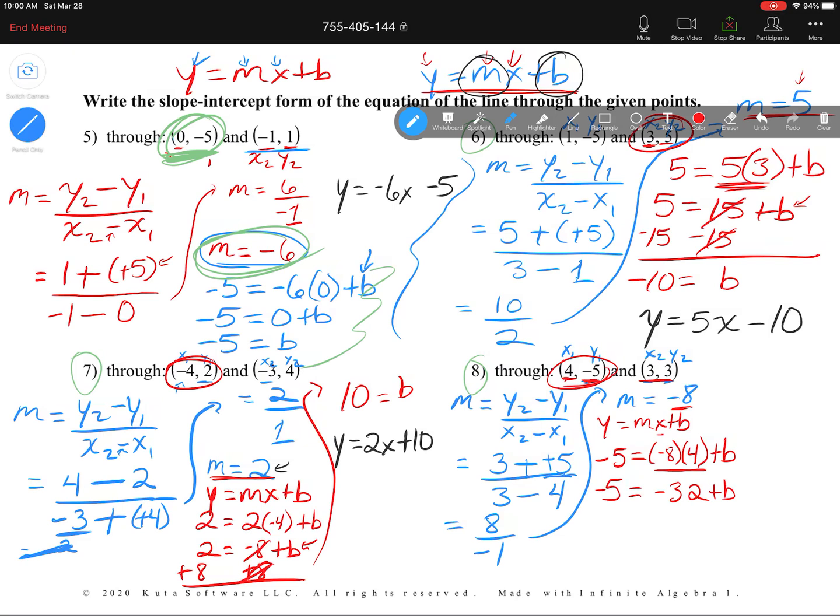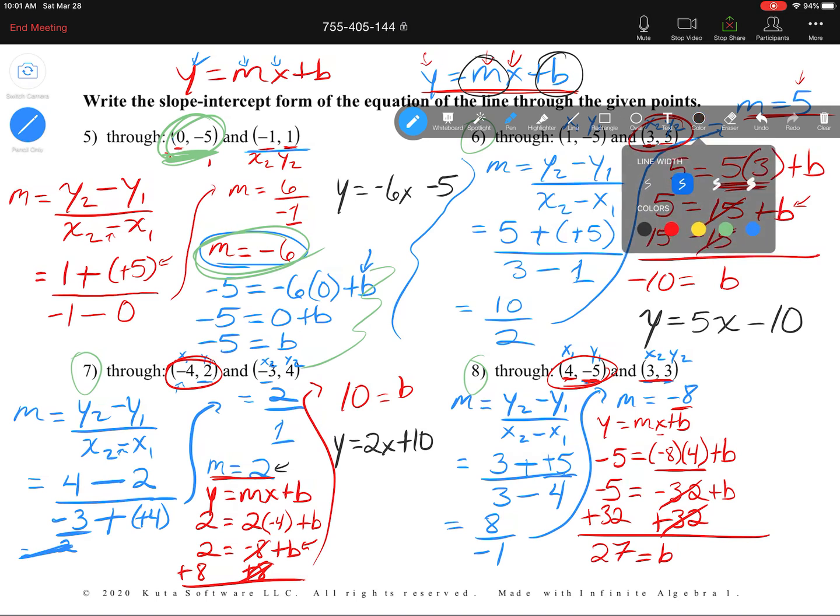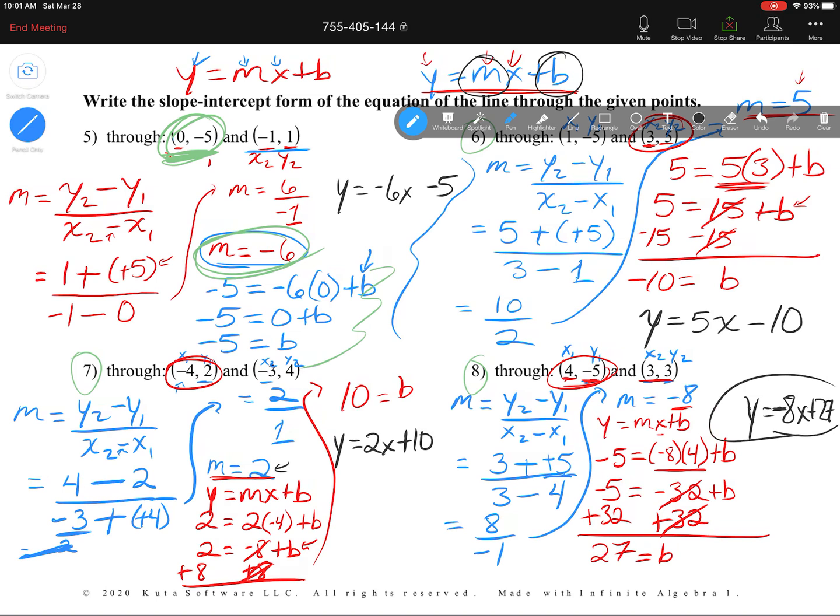In order to get b all by himself, we're going to add 32 to both sides. So negative 32 cancels out with regular 32, leaving us with b equals negative 5 plus 32, which comes out to be 27. So there is our b value. And again, we want to rewrite our equation of the line. We end up with y equals negative 8x plus 27. So there's our equation of the line for question number 8, and there it is for number 7.